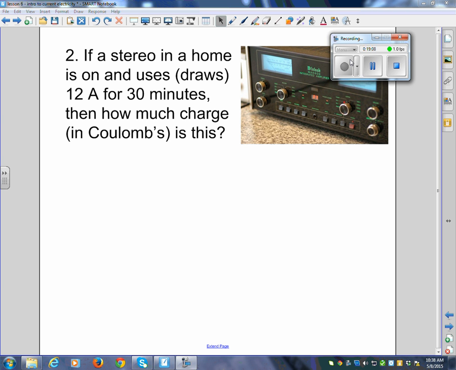Let's look at number 2 here. If a stereo in a home is on and uses, or sometimes they use the word draws, 12 amps for 30 minutes, how much charge in coulombs is this? Okay, so again, I need you to write down the 3 letters. They are I, Q, and T.